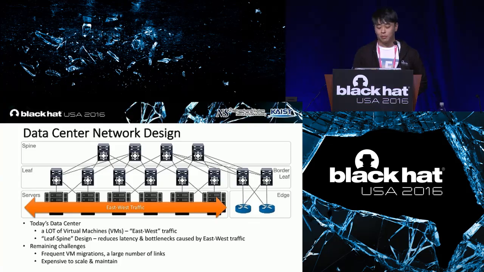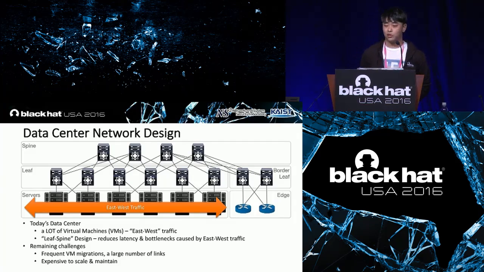Today we'll be introducing some attack vectors that could affect SDN infrastructure, and particularly we would like to focus on data centers. Modern data centers deal with a lot of virtual machines, and accordingly the east-west traffic that travels within the data center has become dominant. So data centers have recently started employing this leaf-spine design that reduces the latency and the possible bottlenecks caused by east-west traffic. But even with this new design, there still remain other challenges to be solved. The data center should be able to deal with frequent VM migrations and also a large number of links. And it is still expensive to scale and maintain data centers.